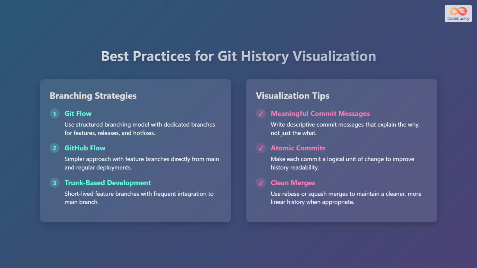Now let's examine visualization tips. It's recommended that you write meaningful commit messages that explain the why, not just the what. Make atomic commits, which makes each commit a logical unit of change to improve history readability. Use clean merges, use rebase or squash merges to maintain a cleaner, more linear history when appropriate.